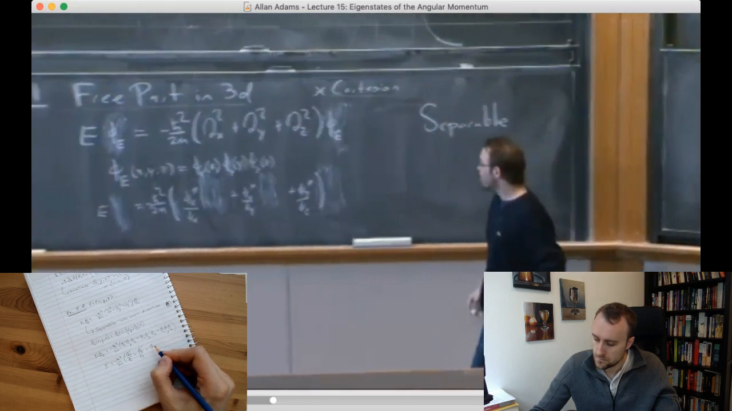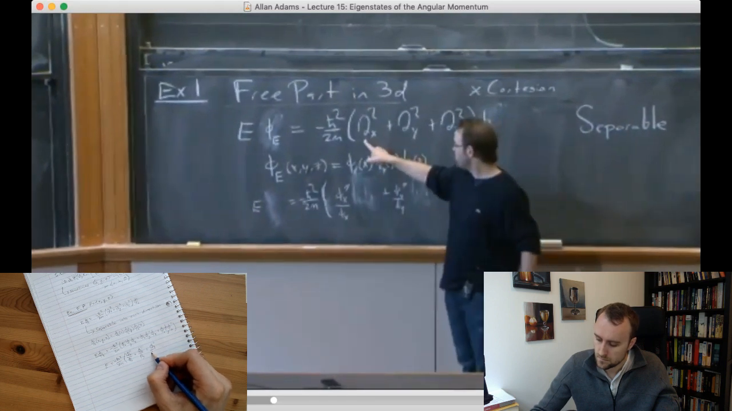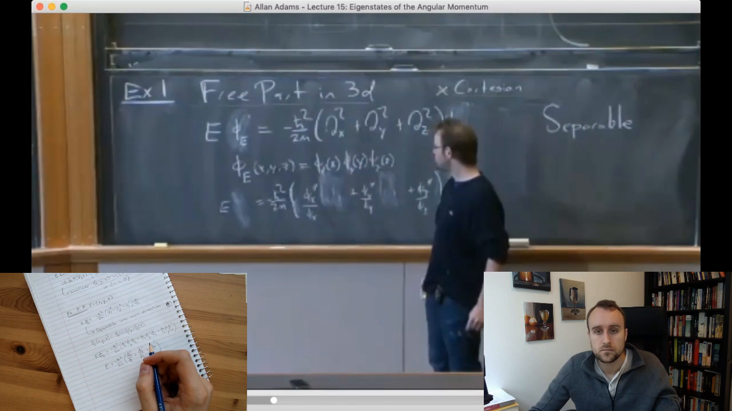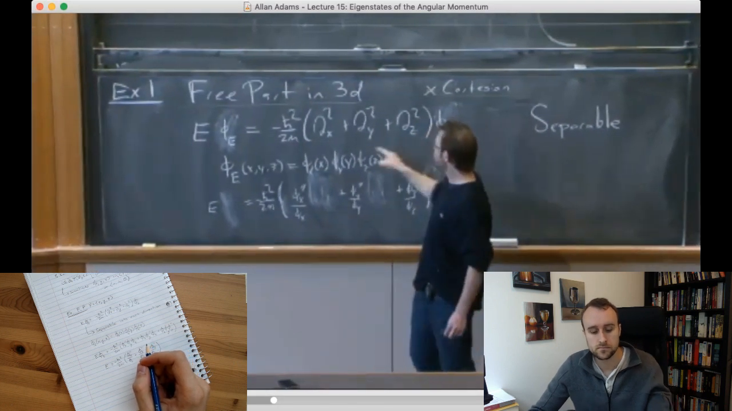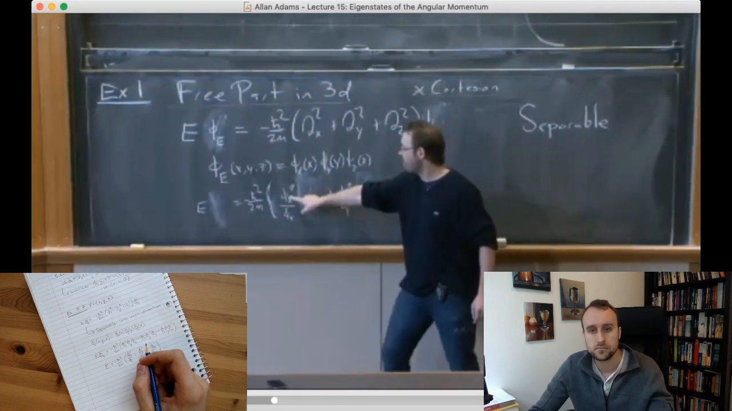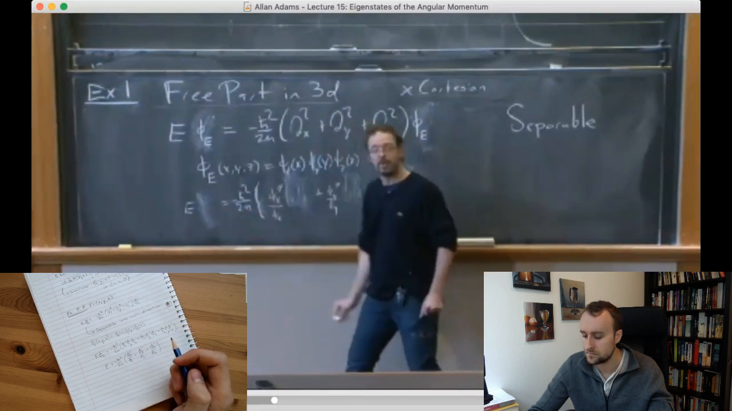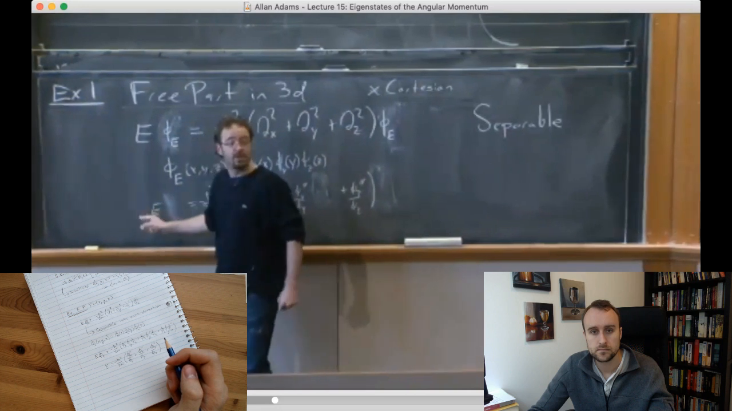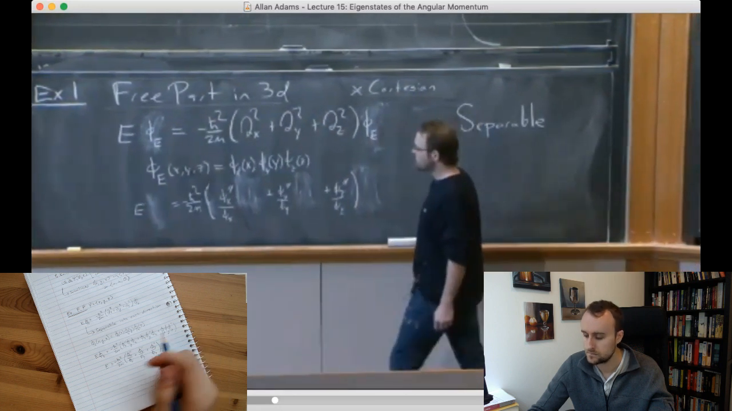Minus h bar squared over 2m just hangs out for the ride. Yeah. So when I take the derivatives, I get these guys. Then I have E times the function. Yeah. We could certainly write this as 2 here. That's fine. Okay. So this is the form of the equation we have.